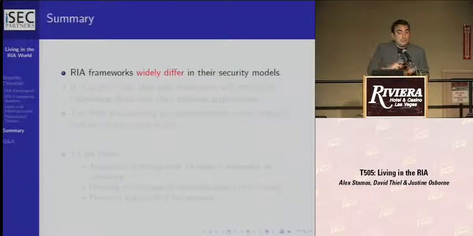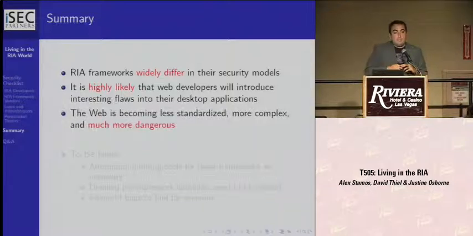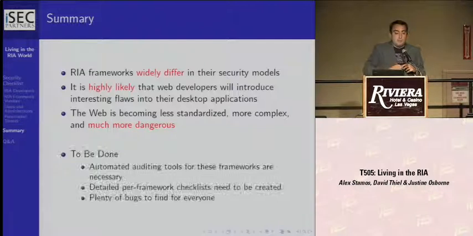So in conclusion, these RIA frameworks are very widely different in what they can do and in their security models. It is extremely likely that using these RIA frameworks, web developers are going to introduce all kinds of new, very interesting flaws in web applications as well as in things that are supposed to be desktop applications. And the web is becoming less standardized, which is the whole point, right? This is all about corporate control of which of these companies is going to control the API inside of the browser. So breaking standardization is what you have to do if you want to monopolize the browser. But from that perspective, it's making security a little harder. It's making things a lot more dangerous.